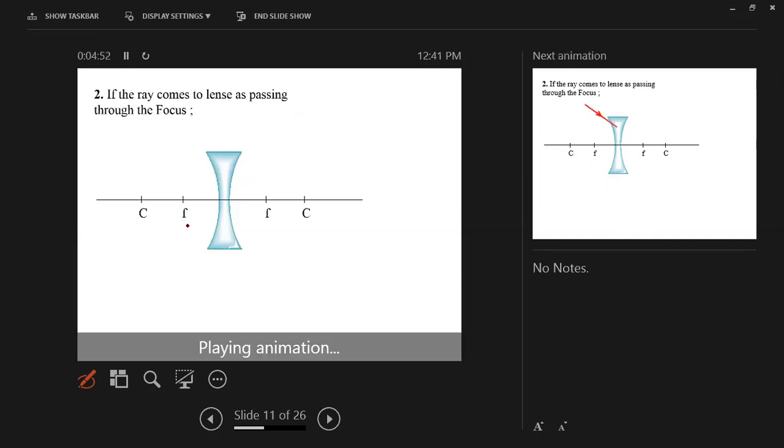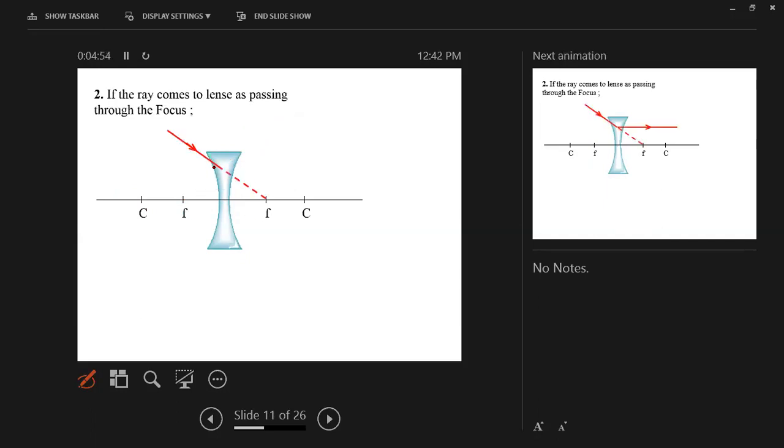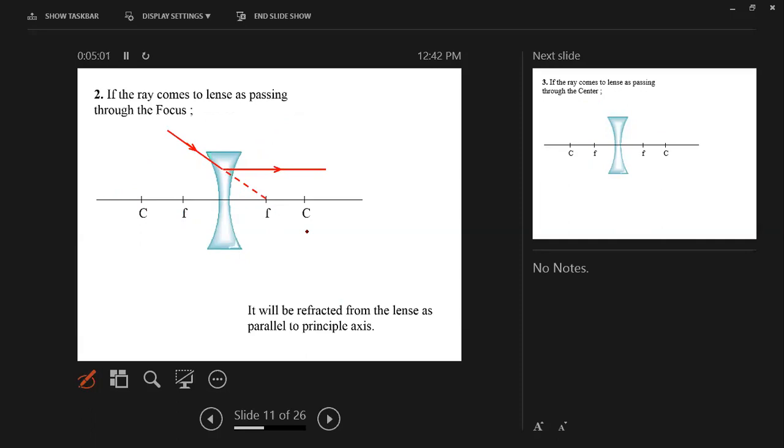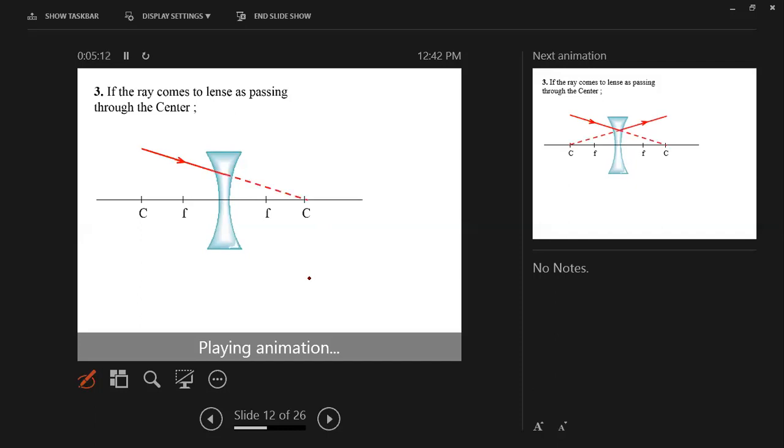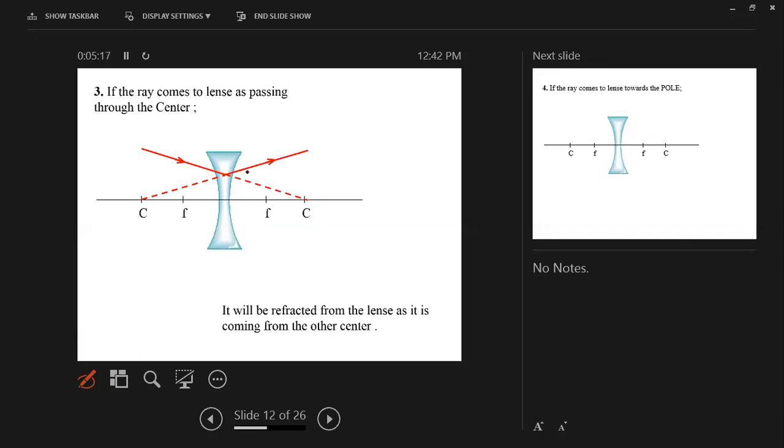The second ray, when it comes through the focal point like this, what is going to happen? Then the ray will be refracted parallel to the principal axis. Okay, it is going to be refracted parallel to the principal axis. The third special ray, if the ray comes to a lens passing through the center, what is going to happen? This time it is going to be again refracted as if it is coming from the center. Okay, it is going to be refracted from the lens as if it is coming from the other center of the lens.